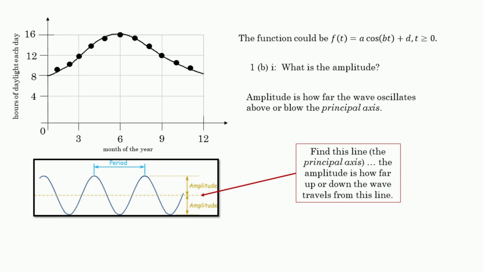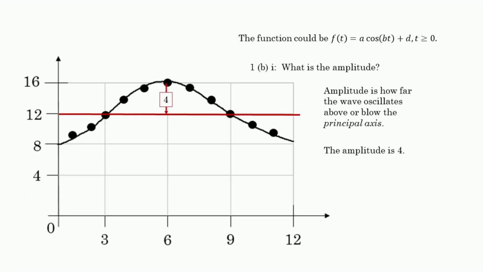Amplitude is how far up or down the wave travels from its middle, or principal axis. Here the middle is at 12. Since the wave travels up to 16 and down to 8, the amplitude is 4.